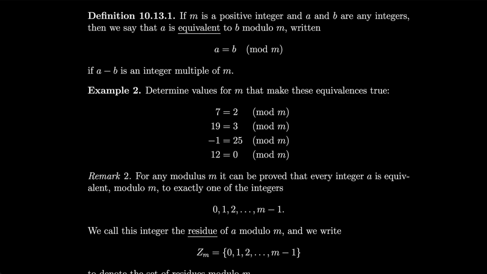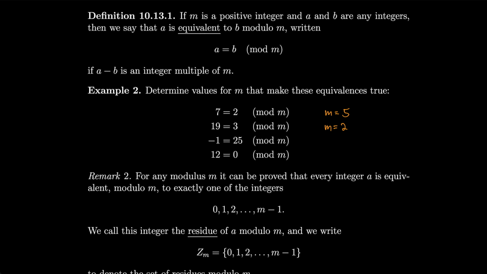So let's determine values for m that make these equivalences true. What can we take to have 7 equal to 2 mod m? If we make m equal 5, then 7 minus 2 will be a multiple of 5, because it would be exactly 5. For the second one, 19 minus 3 would be 16. 16 is a multiple of 2, so we could take m equals 2.